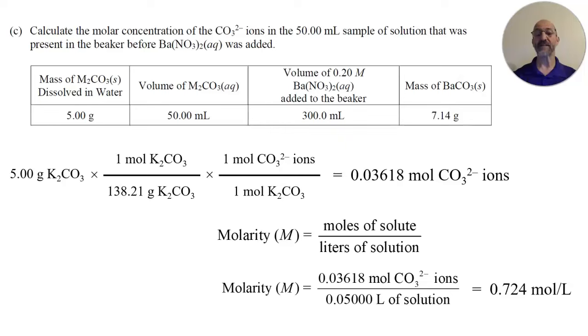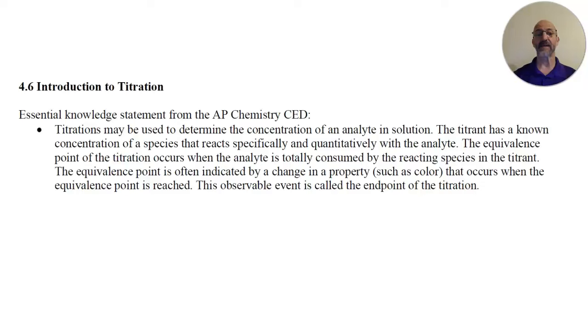Now, you can write 0.724 with units of moles per liter, and you can also use a capital M to abbreviate molarity. So there is your answer to part C of this question, and now it is time to move on to the review for topic 4.6, Introduction to Titration.